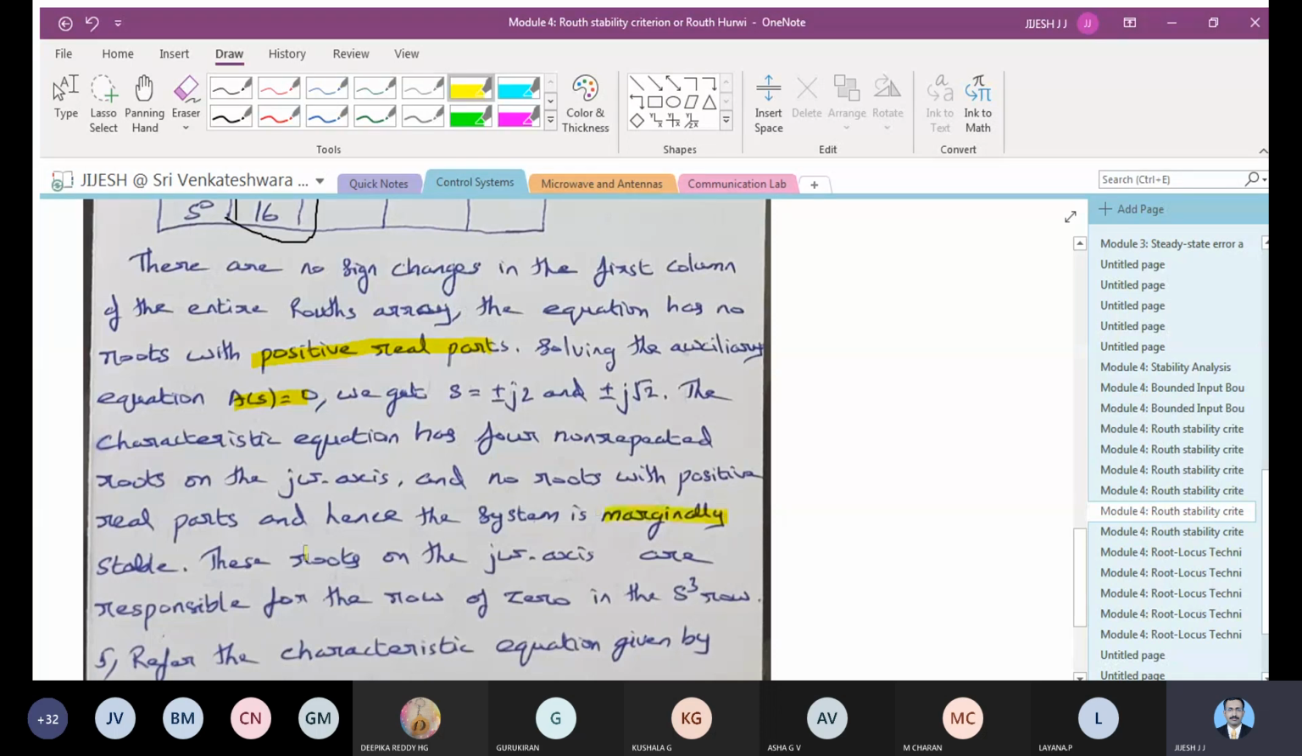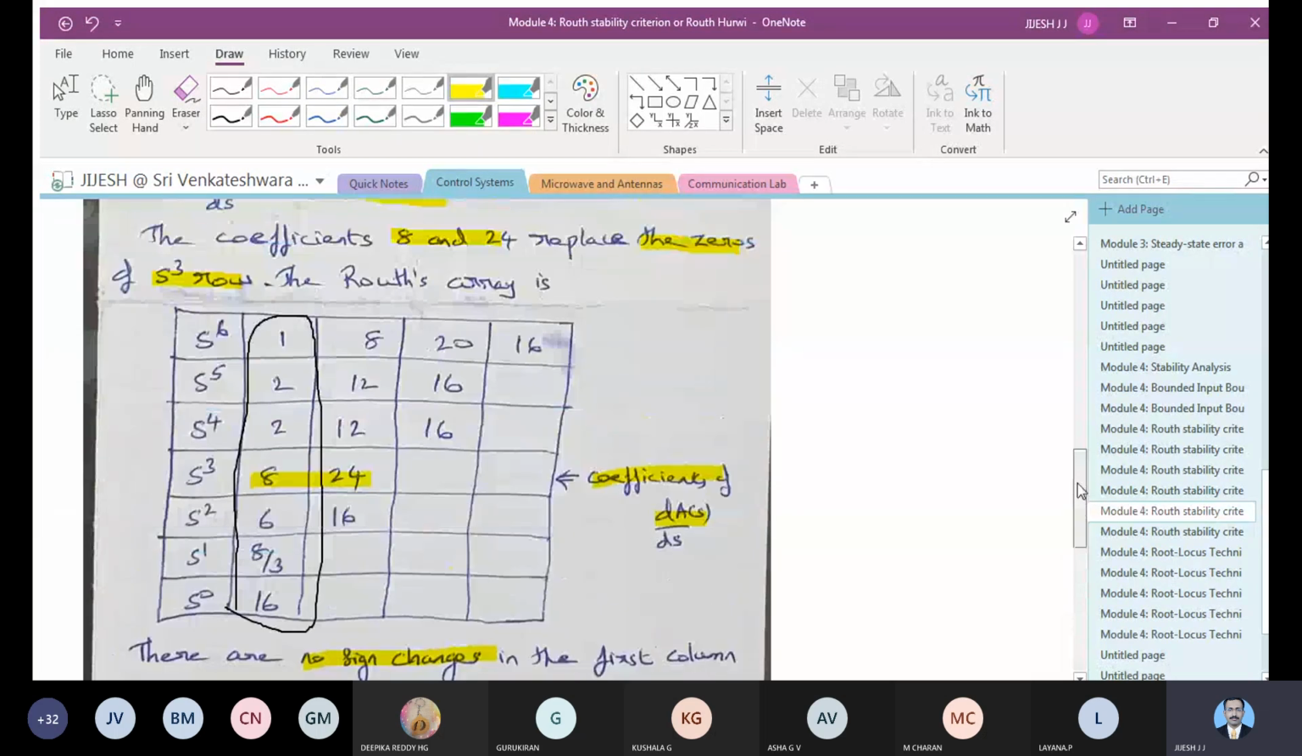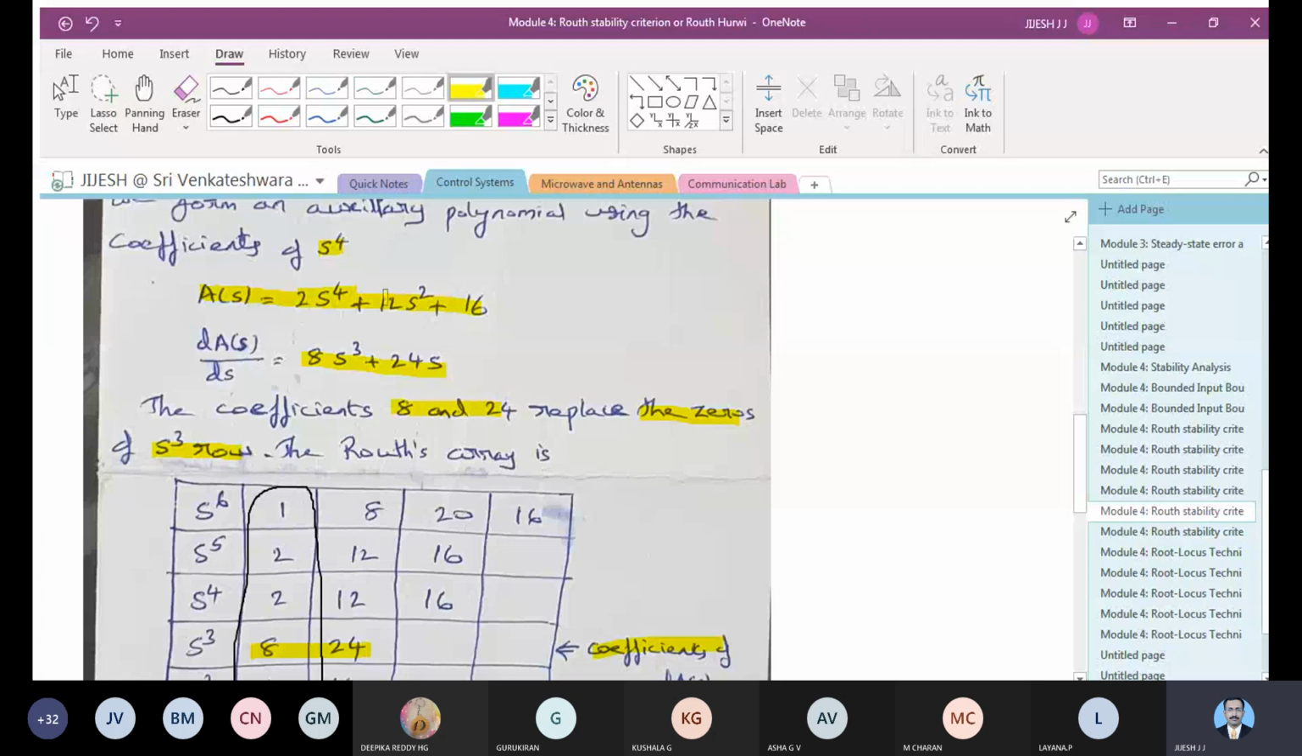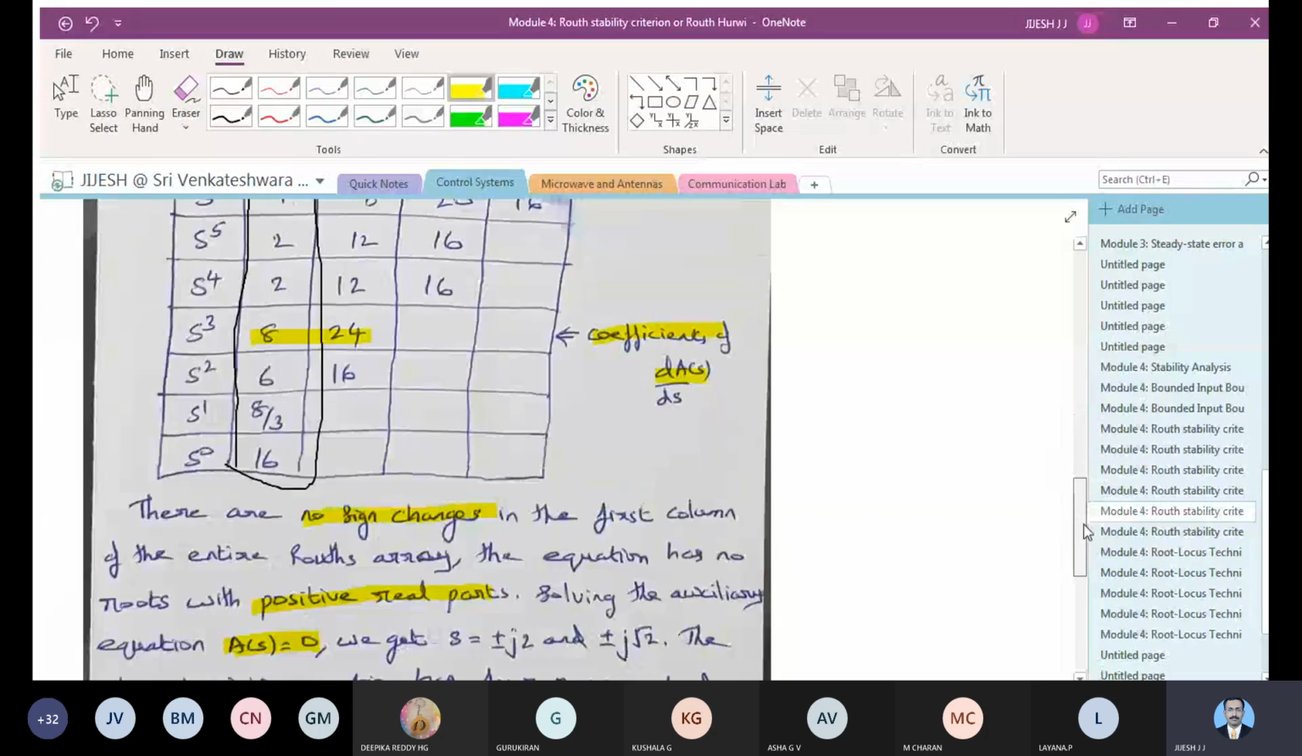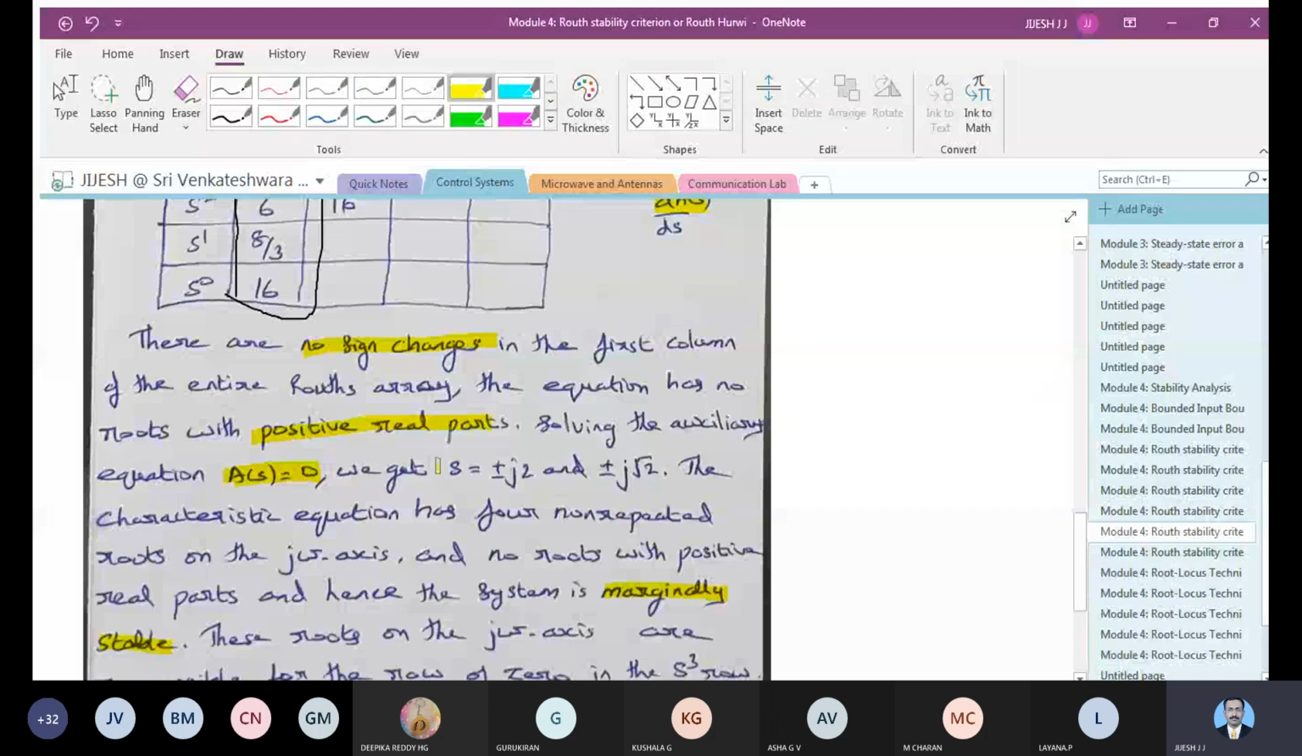Okay. So you can see how it is. There is no sign change in the first column of the entire routh array. The equation has no roots with positive real parts. Solving the auxiliary equation, what you have to do is put A(s) = 0. When you solve it, you get roots. You have to solve s^4 + 12s^2 + 16 = 0. So when you solve it for the roots, you'll get s = ±j2 and ±j root 2.